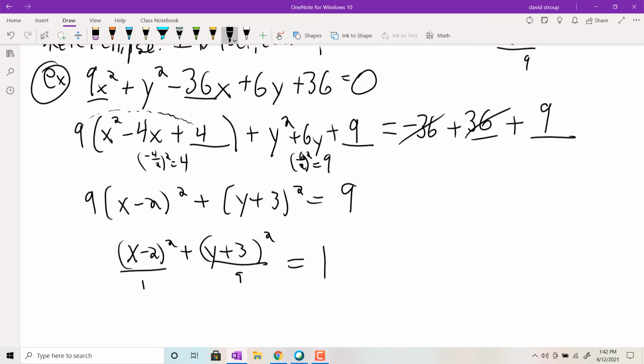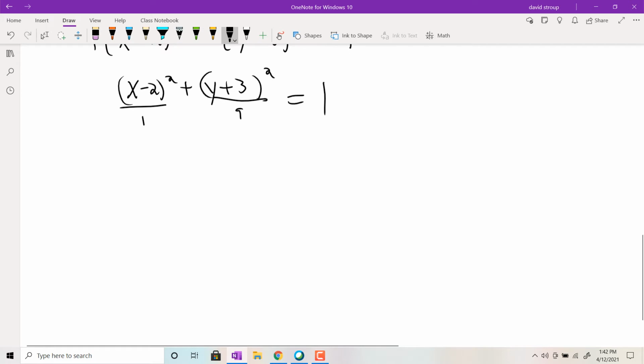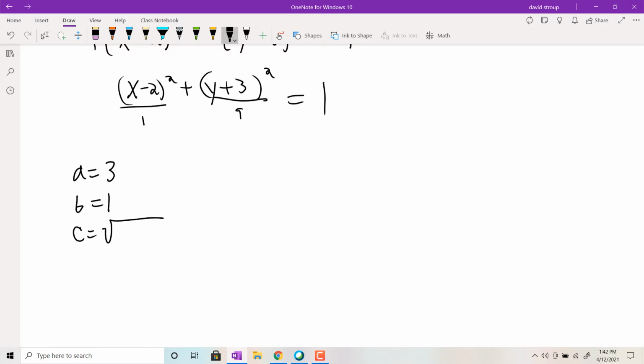So we need the a, b, and c values, and then the foci and all that stuff. So a is the bigger number in the denominator. 9 is a squared, so a is 3. B is just 1. And then c we can find by taking the square root of a squared minus b squared, which is root 8. And in order to graph that, I get a decimal, so about 2.8. Okay, I don't need the eccentricity. All that stuff's great, but for the test, I don't need it. The vertex will be at 2, negative 3.